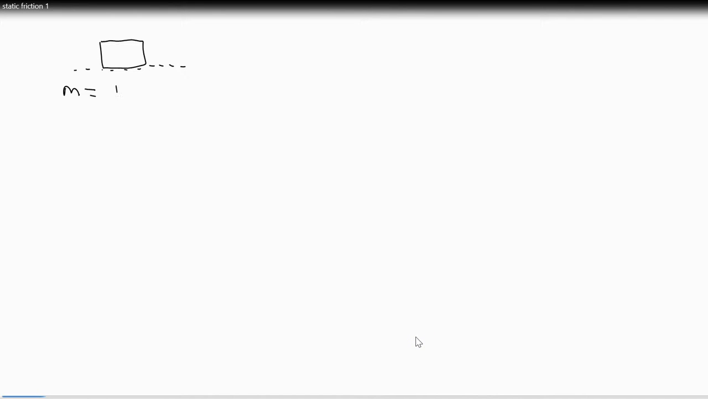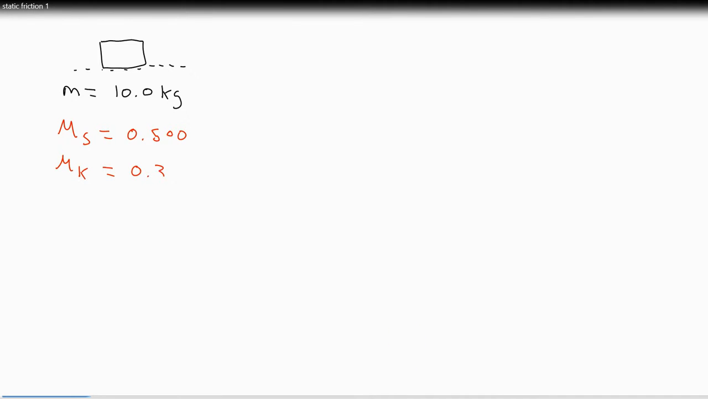Now let's do an example friction problem. Let's say we have a mass that we know is sitting on a desk, so a flat horizontal surface, and this mass is 10 kilograms. We're told that the coefficient of static friction is 0.500, and the coefficient of kinetic friction is 0.350.